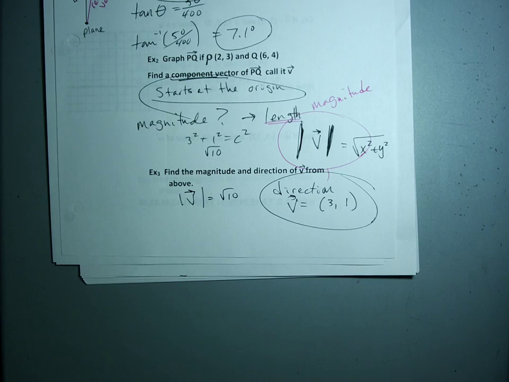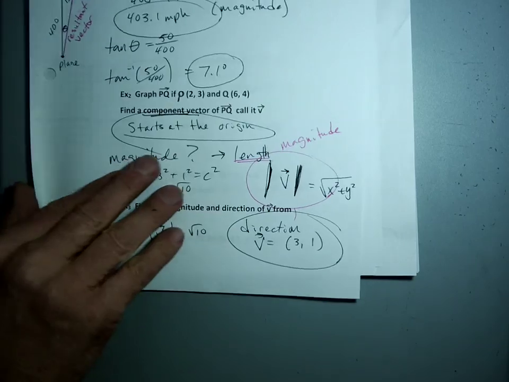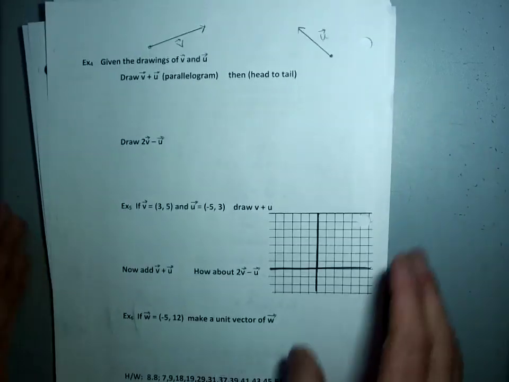So let me put my point back up there. So here's my vector, okay? I know where it's going. It's going to 3, 1. That's its direction. I know its length, but how strong is it? Square root of 10. Thumbs up? Okay. Turn the page.